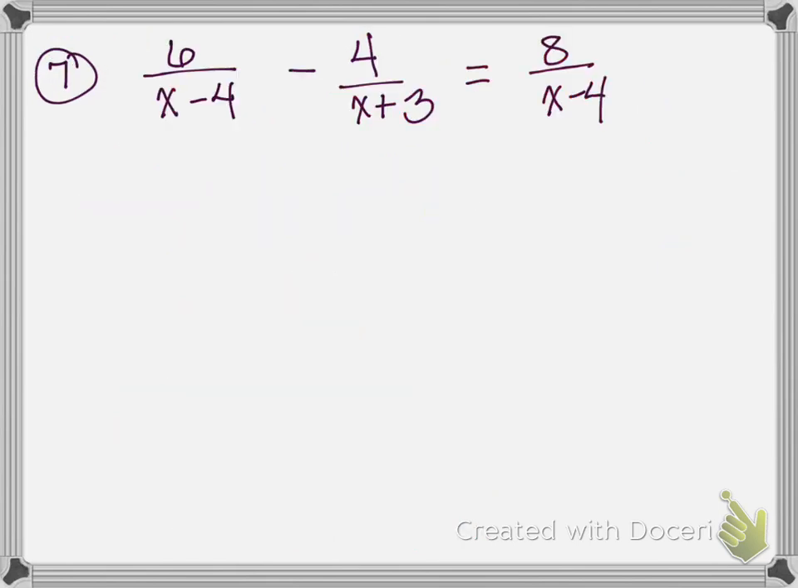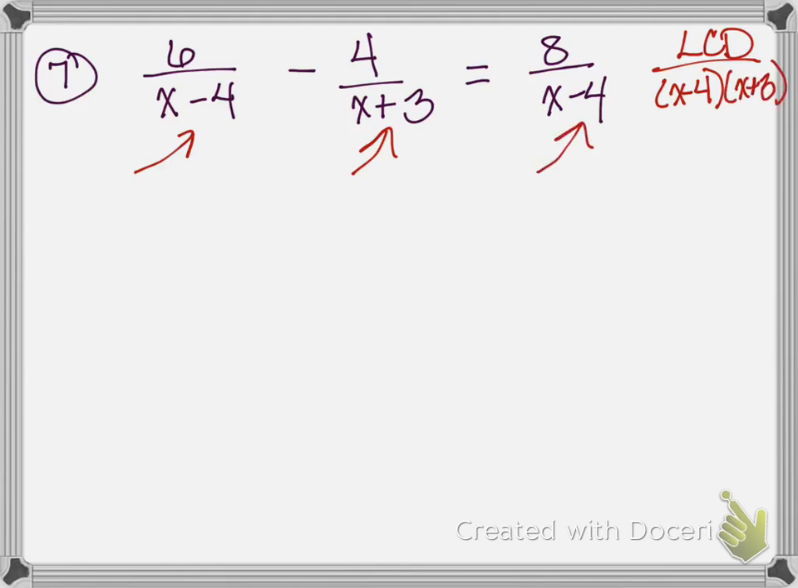Okay, I have 6 over x minus 4 minus 4 over x plus 3 equals 8 over x minus 4. So what I'm going to do here is start identifying my LCD. I'm going to write down x minus 4 first. Then I'm going to write down x plus 3. I do not need to write down x minus 4 again because I've already written it down.